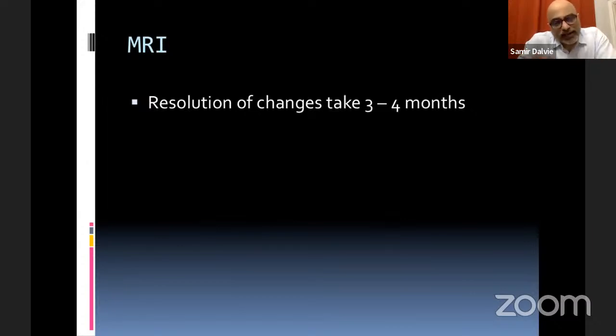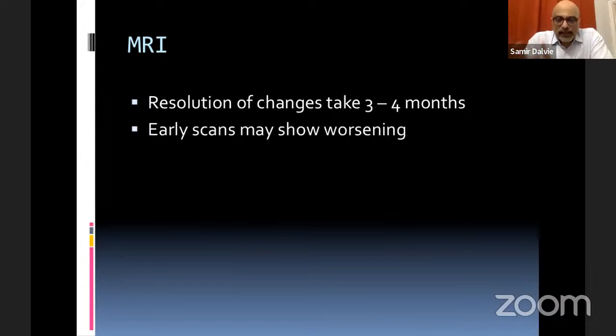Now, what is the role of MRI in these patients who are late responders or in all patients? I think there are some important facts which you need to know. That is, the resolution of changes takes 3 to 4 months. So if you do an early scan, in fact, if you do a scan at 1 month, it may actually show worsening. There may be worsening of the disease. And a lot of people do that and they're worried and they may go in for surgery.